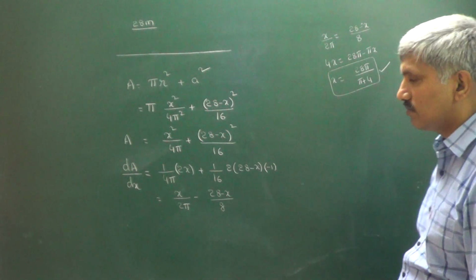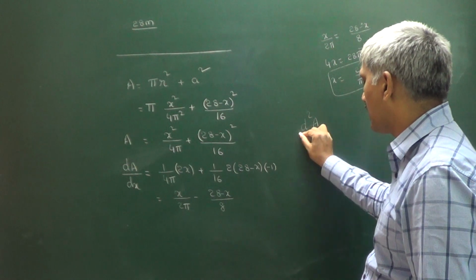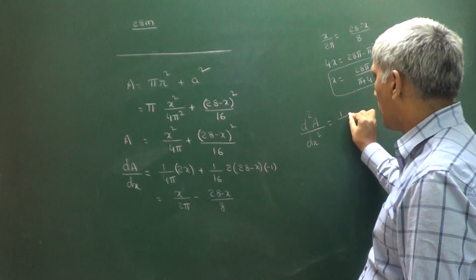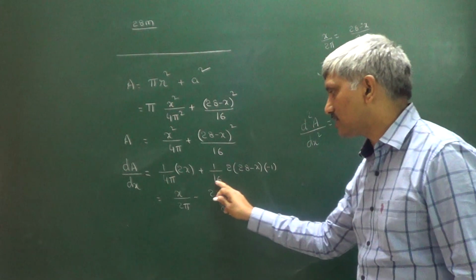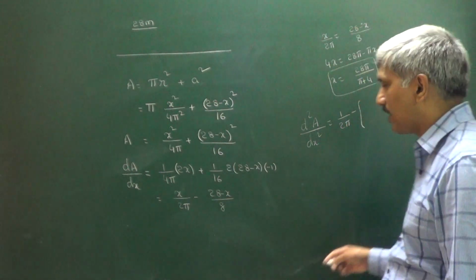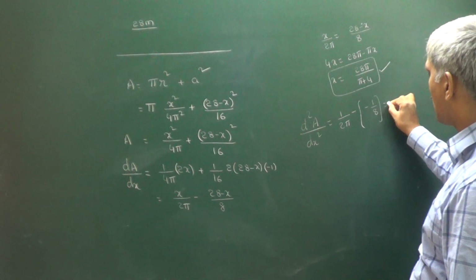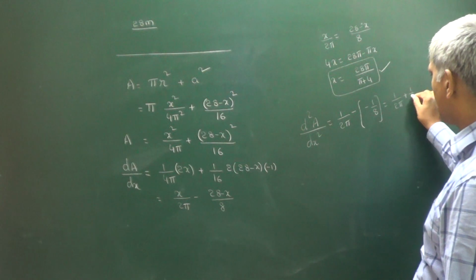Now what to do? Double differentiation we have to find out, d square A by dx square. What is d square A by dx square? 1 by 2 pi minus, what about its differentiation? Its differentiation is equal to minus 1 by 8. So minus, minus 1 by 8, that is nothing but 1 by 2 pi plus 1 by 8 we got.